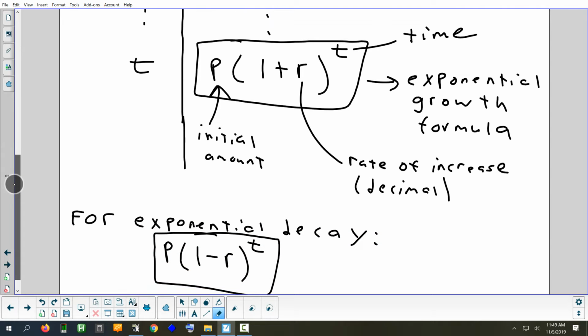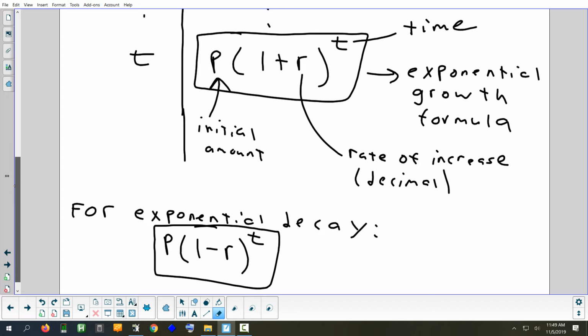Now, for exponential decay, you only have to change one thing in that formula. Make it 1 minus R. Everything is the same. P is an initial amount. R is a rate of decrease, as a decimal. And T again would be time.